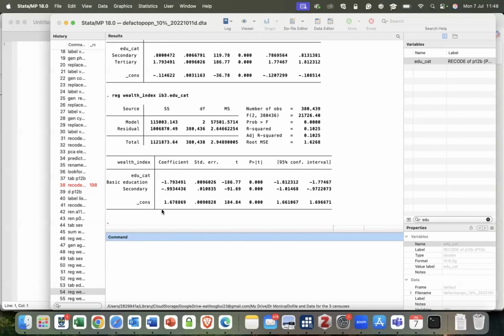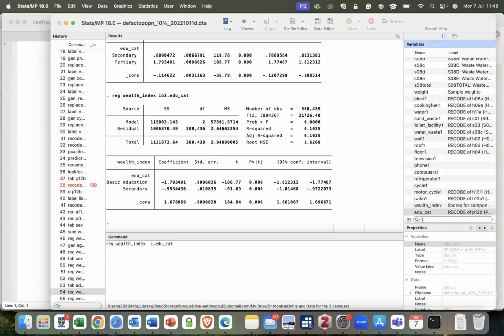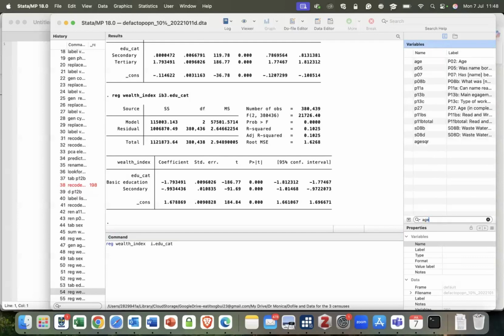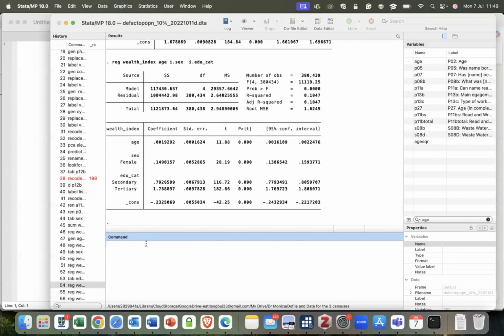So that is it for the running and interpretation of regression analysis using continuous variables, dummy variables, and then categorical variables. You can have all these variables in the regression analysis if you are running a multiple regression. So we have here age, let me just type in age and then sex. Remember to put the i dot. So if you have a multiple regression, you can have all the variables included.